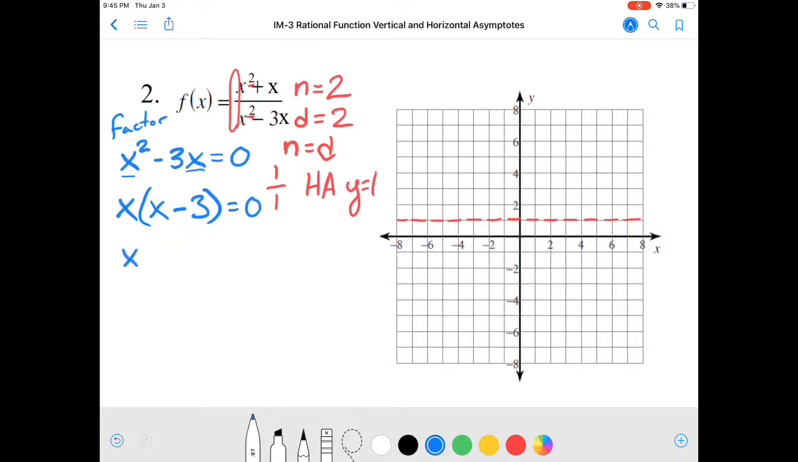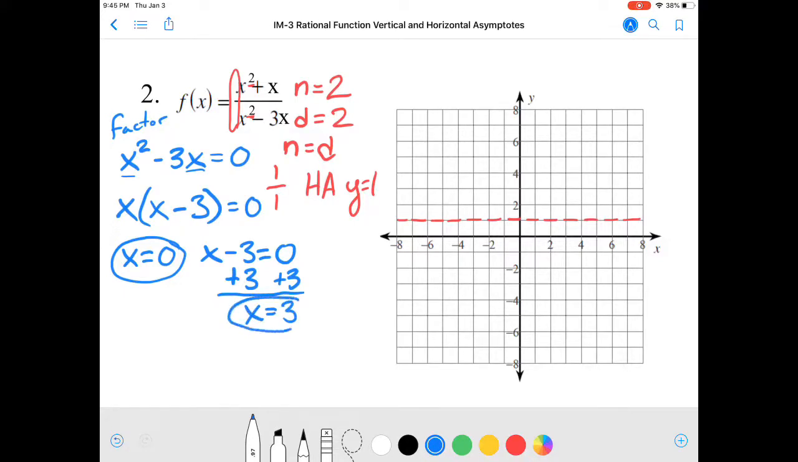Now that I have two factors, I'm going to set each factor individually equal to 0. So I'm going to have x equals 0 and x minus 3 equals 0. We already have one vertical asymptote here because x equals 0 is already solved for us. So now we just need to solve x minus 3 equals 0. So we're going to add 3 to each side. And then we're going to get x equals positive 3.